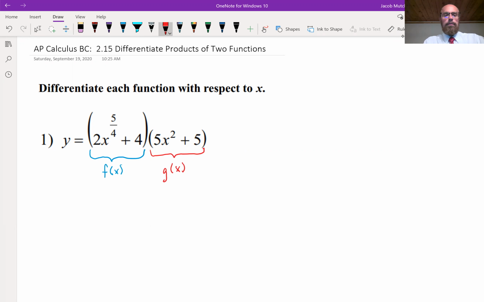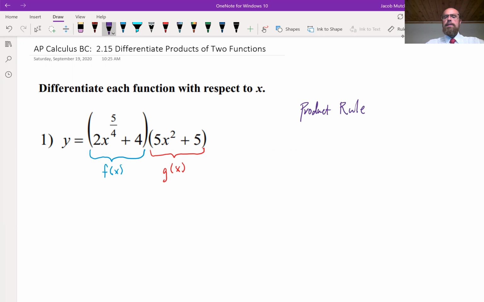So we need a rule. Our derivative of the product of these two functions isn't simply the derivative of the first times the derivative of the second. So let's see what that rule is. And this is called the product rule of differentiation.